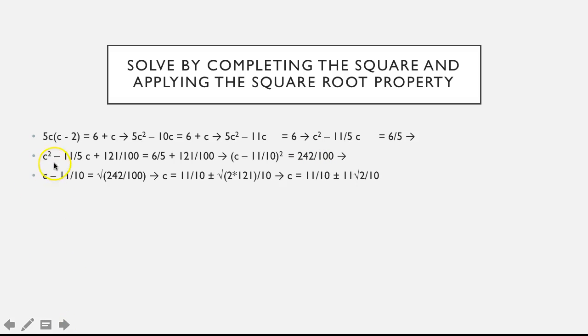And then you want to take the square root of this side, and then move your 11/10 over, so you get 11 over 10 plus or minus the square root, and then 242 factors into 2 times 121, divided by 10. Since the 121 is a perfect square, you can pull it out front and you get 11 divided by 10 plus or minus 11 times the square root of 2 over 10, which can also be written as 11 plus or minus 11 square root of 2 all over 10 as one fraction.